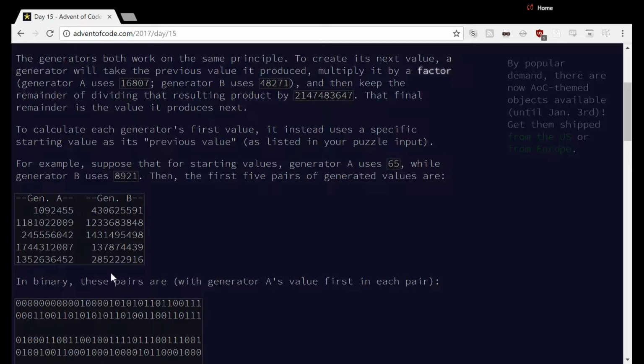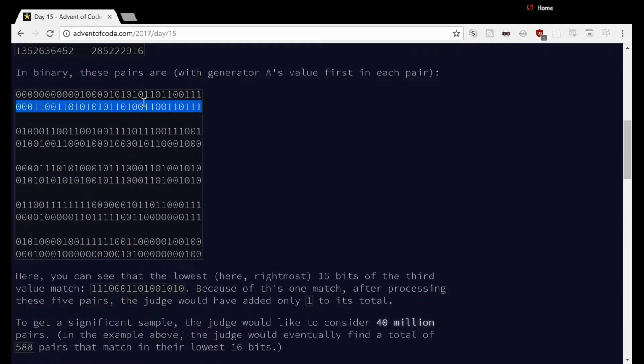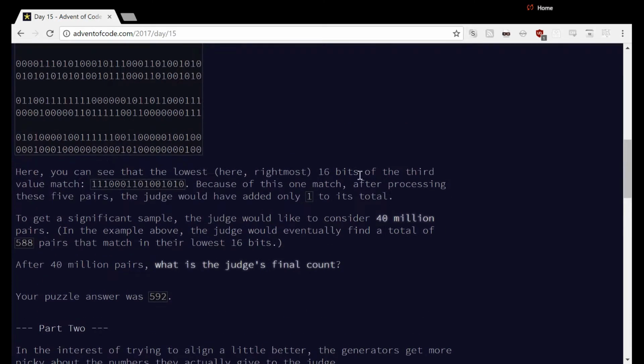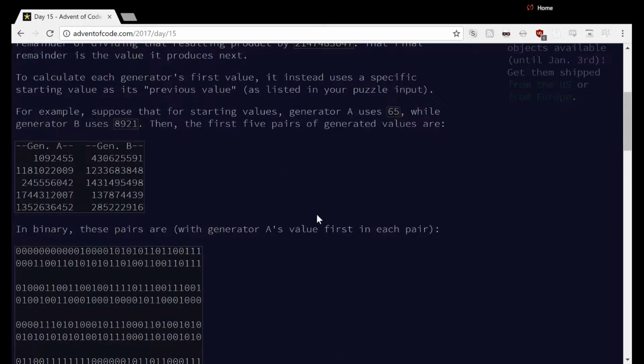So for example, they give some examples. They produce some binary bits, and, look at this, here's the one where the bottom 16 match up. So we're just being asked how many times in the first 40 million numbers do the bottom however many bits match up.